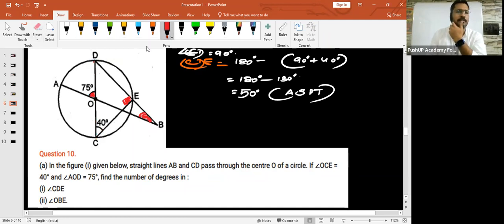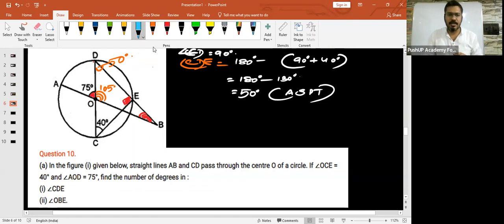How much? 75 degree. So how much would be the linear pair? 180 minus 75? 105 degree. Oh, okay. 105 degree. And children, you also know how much is this angle? It is 50 degree. Just now you found.